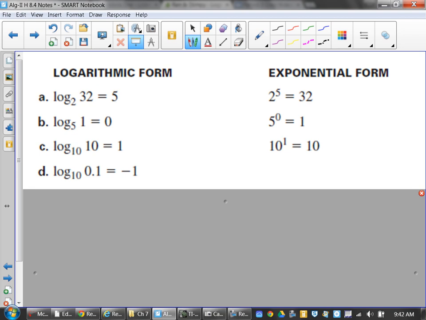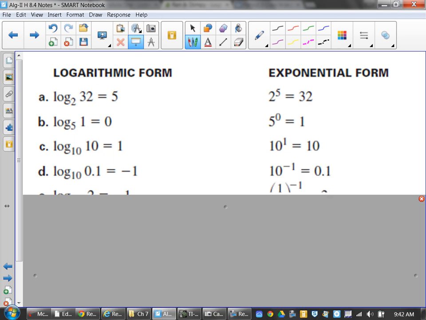Log base 10 of 0.1 is negative 1. Think about what that means. It's 10 to the negative 1 power, right? Isn't that 1/10? So do we use decimals with log? You'll see, usually it's fractions or decimals they put in there. This is just one quick example. It's just showing that the exponent rules work, even with negative exponents.